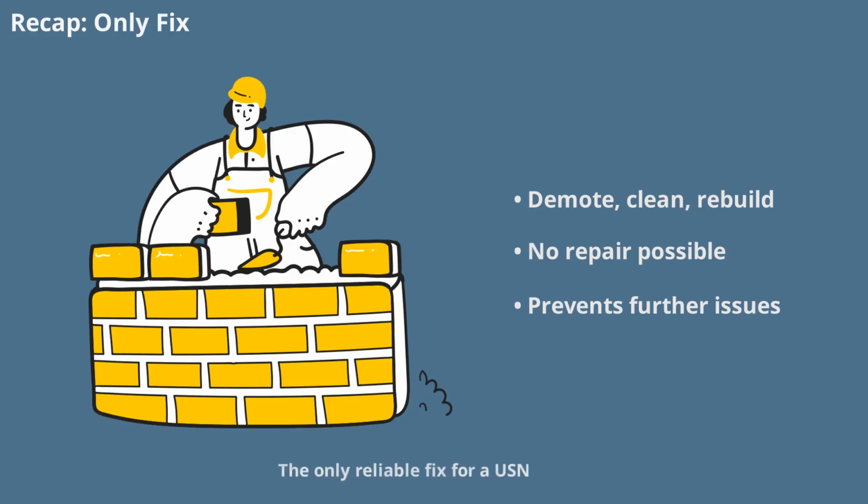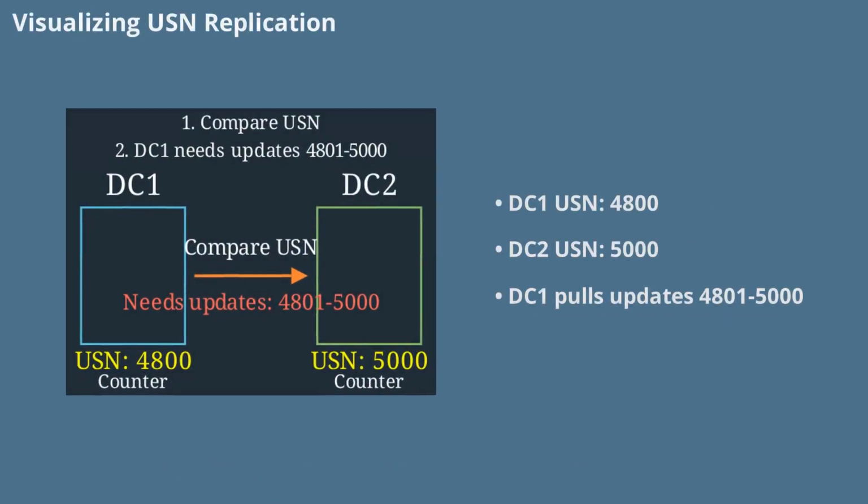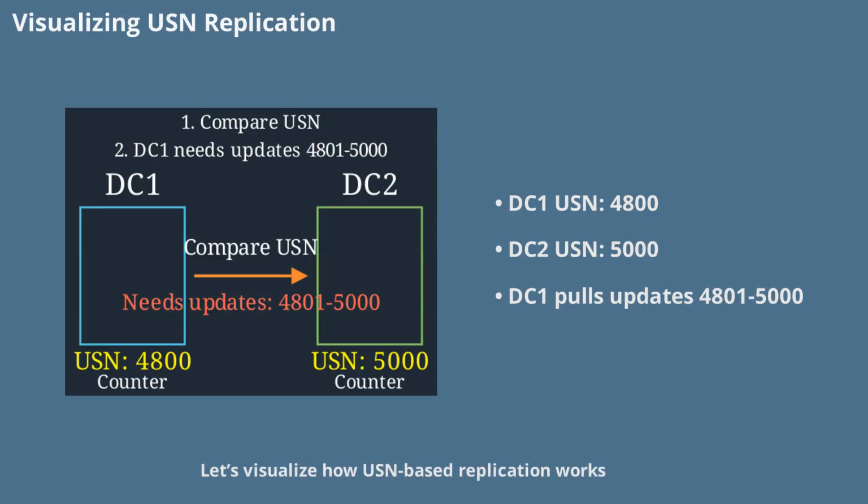The only reliable fix for a USN rollback is to demote the affected domain controller, clean up its metadata, and rebuild it from scratch. Attempting to repair or force replication will not resolve the underlying corruption and may make things worse. Let's visualize how USN-based replication works.